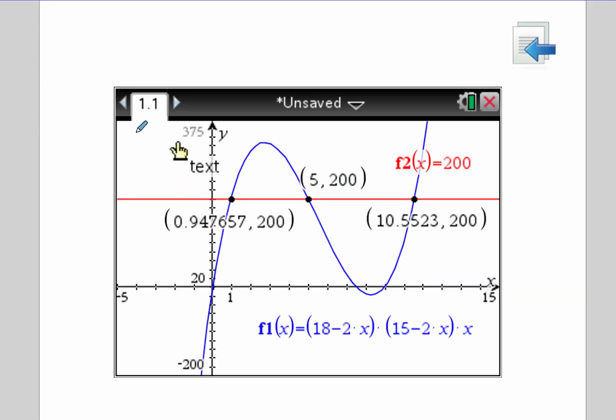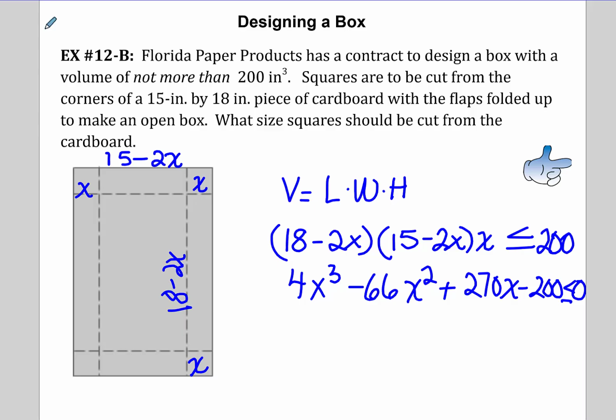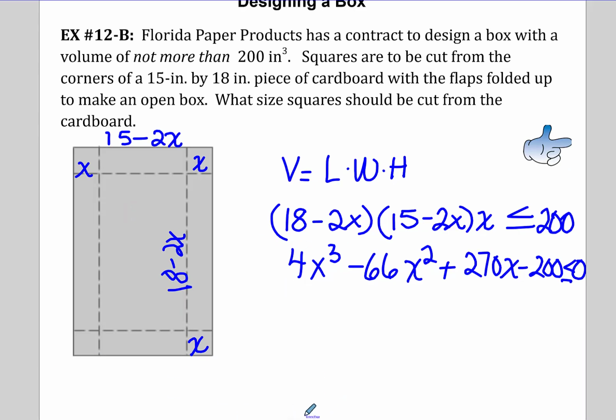And using my calculator, I find that happened here at 0.95 inches, at 5 inches, and at 10.5 inches. But we got a problem with this one. When you go back and look at the equation, this short side of the cardboard, if you folded it 10.5 inches, you wouldn't have anything left to make a box with. Does that make sense?